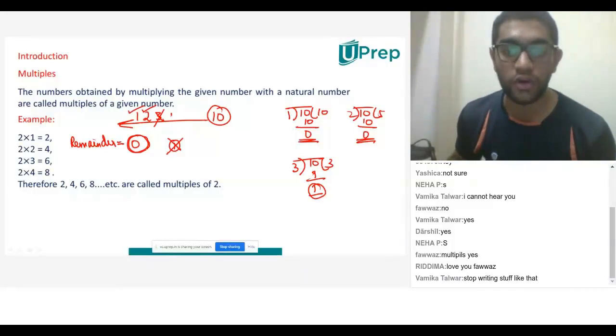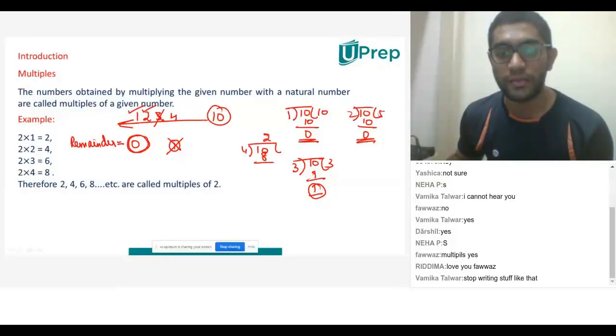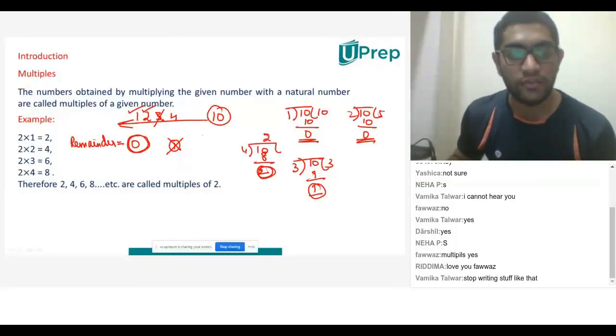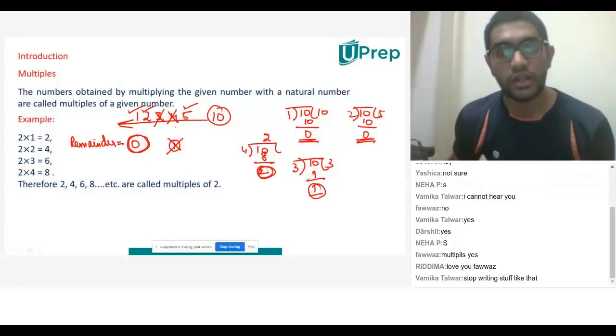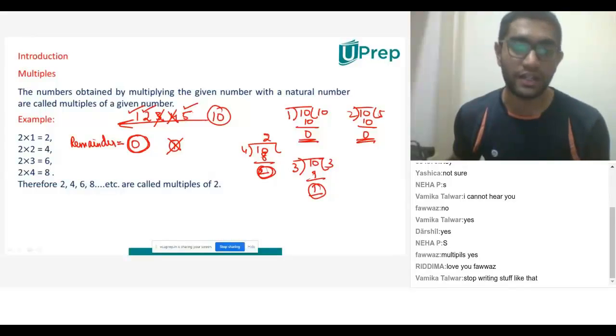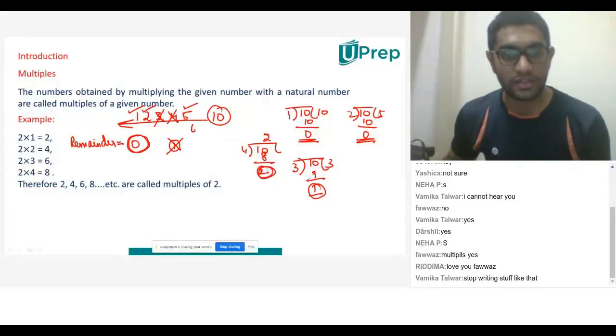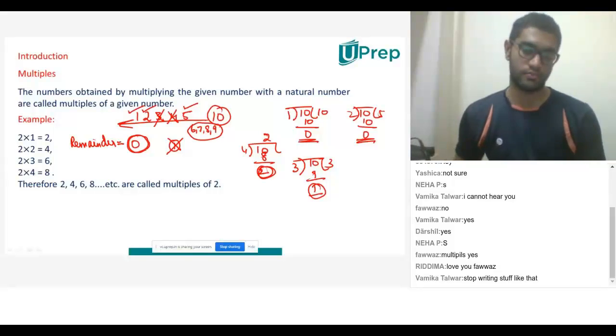What if I take 4? If I take 4 and divide 10 by it, 4 2s are 8. I'm getting a remainder 2. Again, 4 is not a factor. If I take 5, 10 divided by 5 gives a remainder 0. That means 5 is a factor of 10. Is that clear? Now guys, there is something very interesting over here. Can 6, 7, 8, 9 be factors of 10?